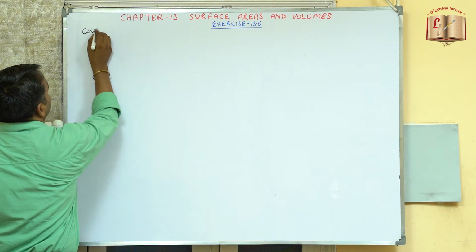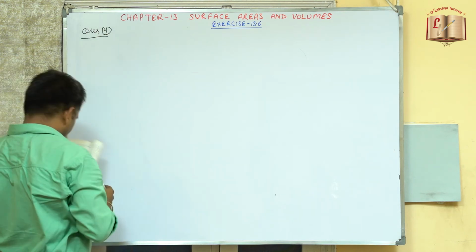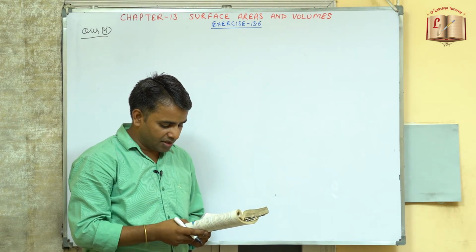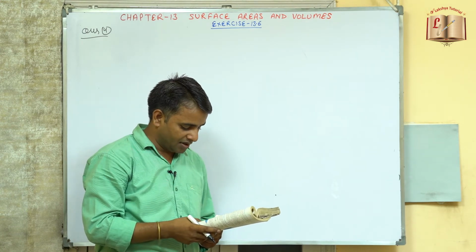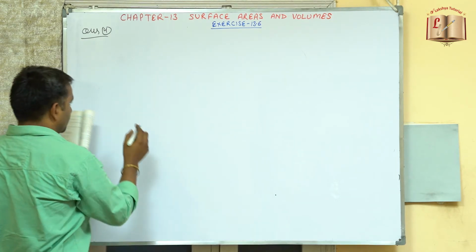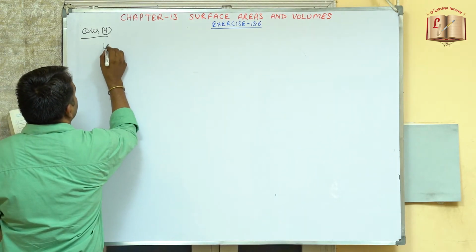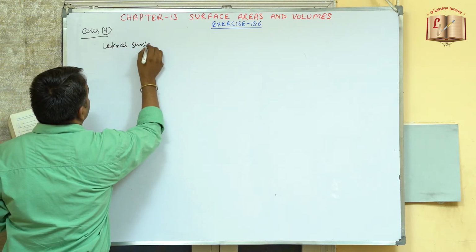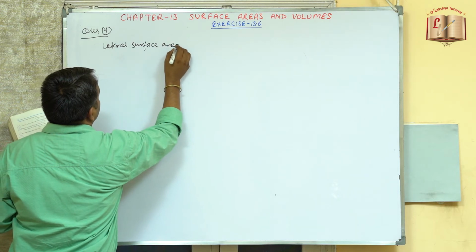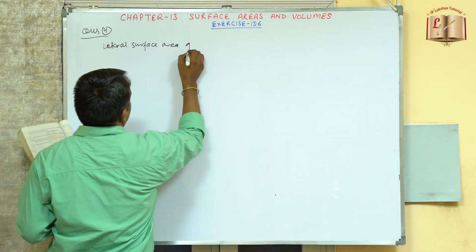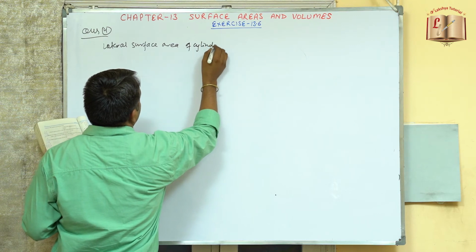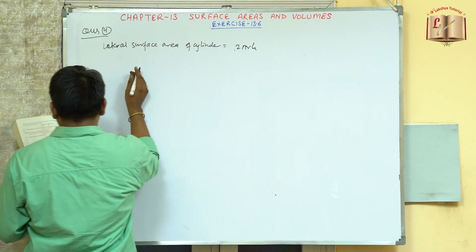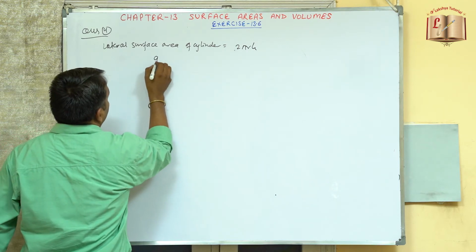Now coming to question number 4. If the lateral surface area of the cylinder is 94.2 centimeter cube and its height is 5 centimeter, then find its radius. So first of all, we need to find out the radius. Lateral surface area is given. Lateral surface area of cylinder, this is now 2 pi RH. So this is already given as 94.2.